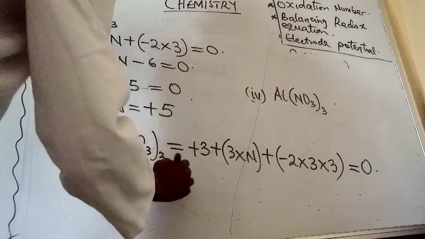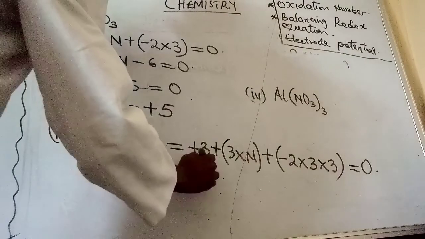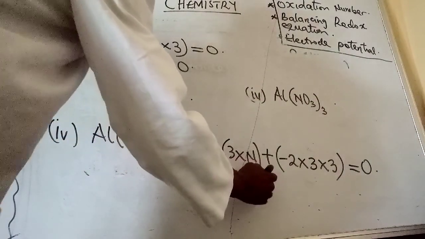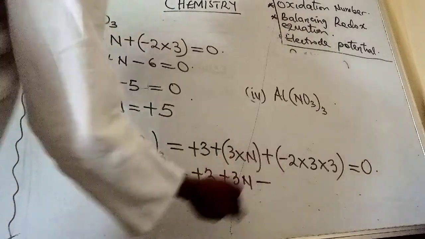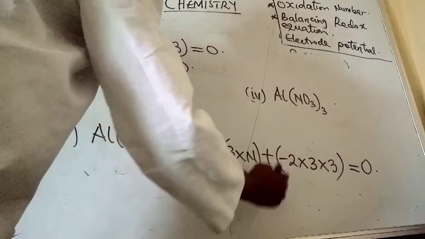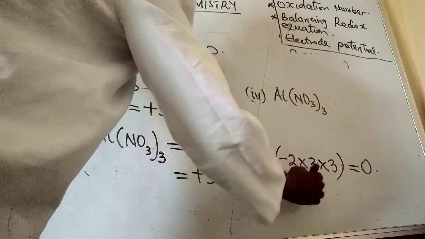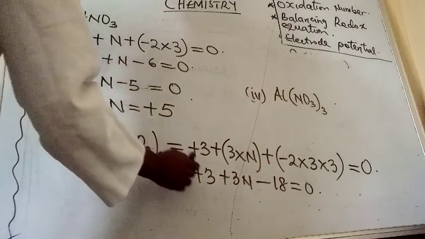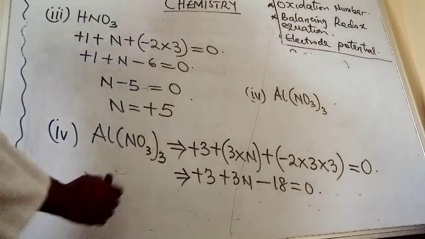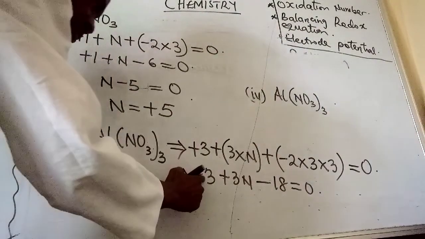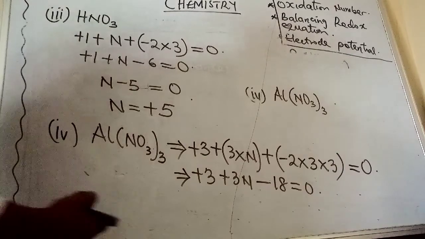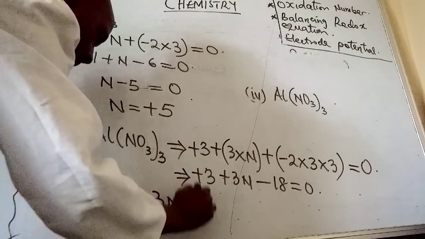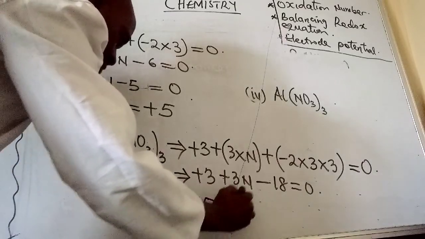All right, let's do the arithmetic. +3 plus 3n minus, plus and minus is minus, 2 times 3 times 3, that is 18, equals to 0. Now, 3 minus 18 will be minus 15. That means we have 3n minus 15 equals to 0.